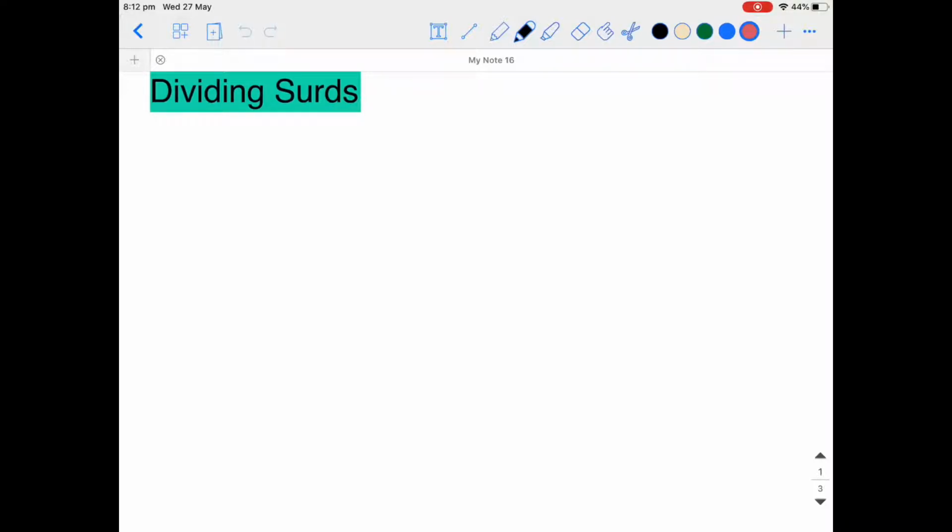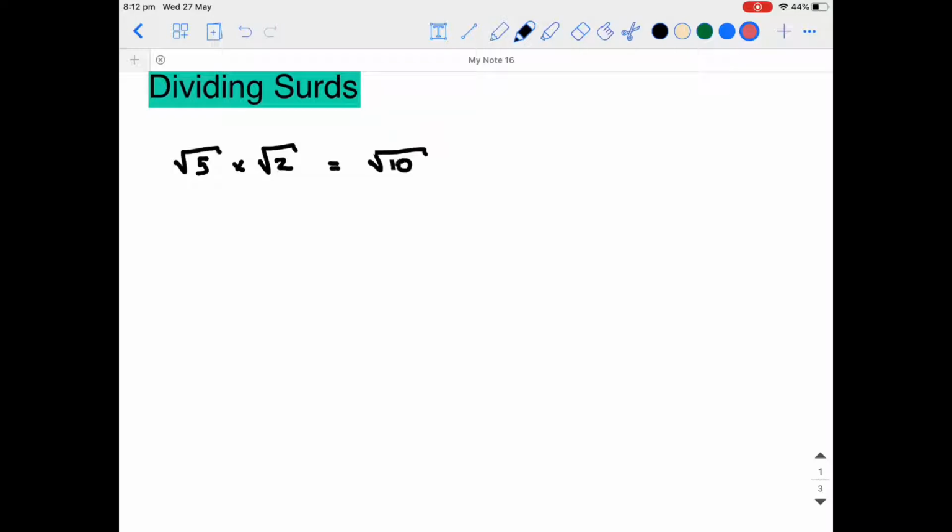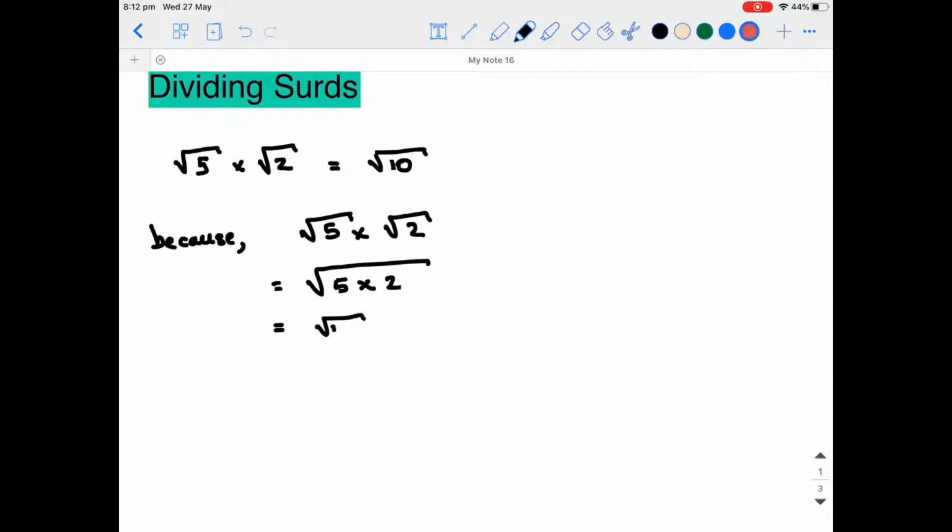So for example, we know that if we take the square root of 5 and we multiply that by the square root of 2, then the answer is the square root of 10. That is because the square root of 5 multiplied by the square root of 2, you can take under 1 root sign, so it becomes the square root of 5 multiplied by 2, and processing the 5 multiplied by 2, we end up with 10.